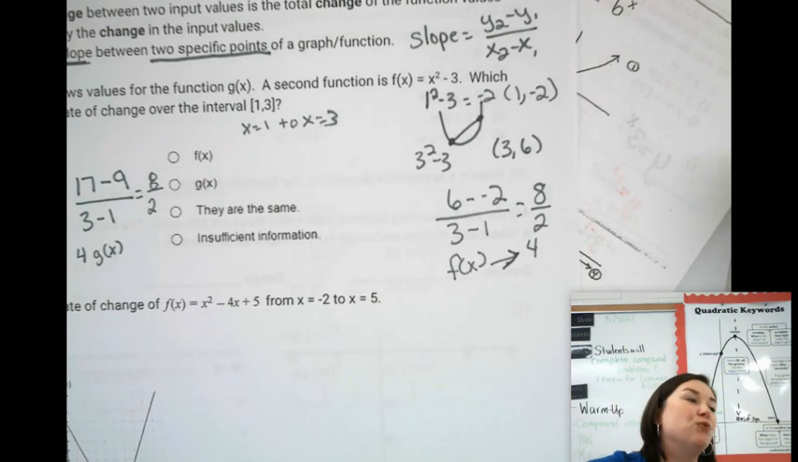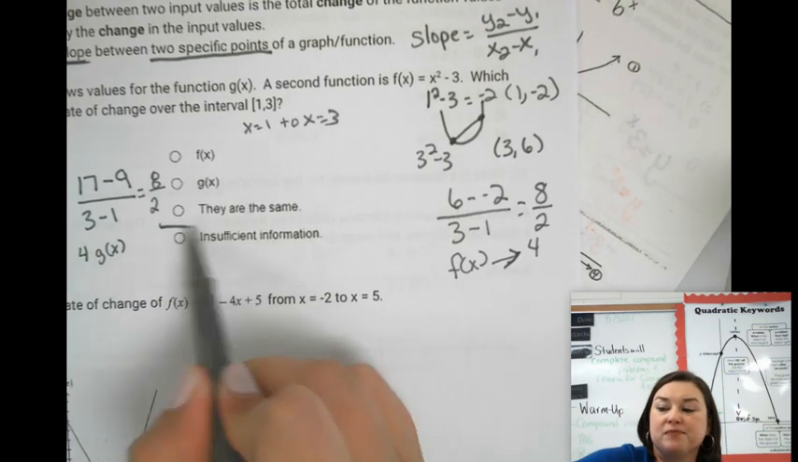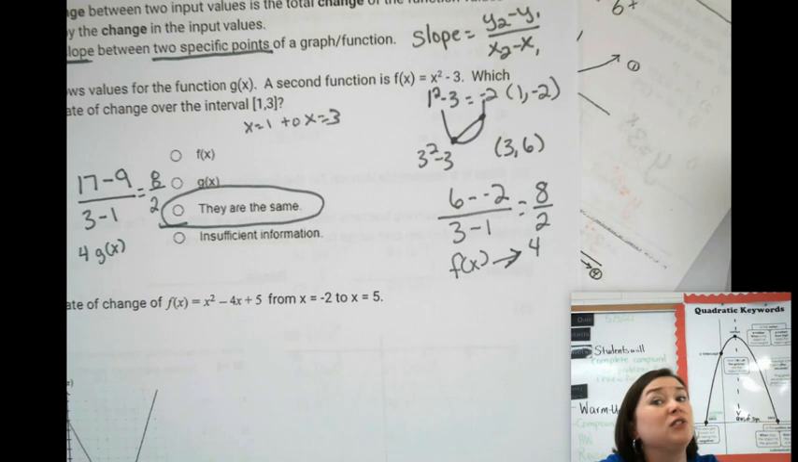So which one has a greater rate of change? They're the same. But if one of them was 4 and the other one was 5, you'd say the one that was 5 was greater, right? The bigger number would be greater.